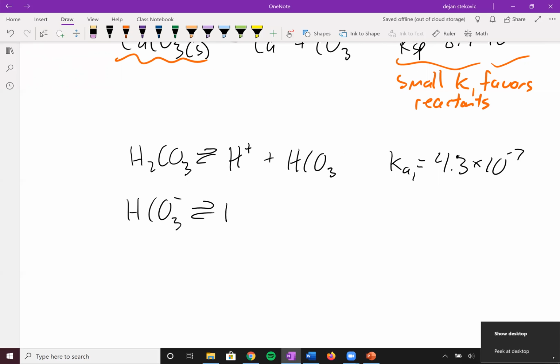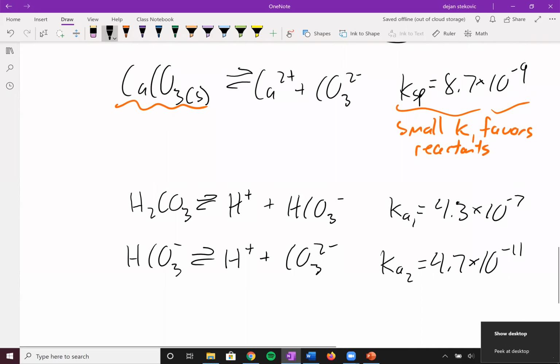Oops, this should be negatively charged. H plus CO3 2-, right? And so this Ka2 is equal to 4.7 times 10 to the negative 11, when it donates that second proton. But what we can see is we have a common ion here. Here we have carbonate, and here we have carbonate.